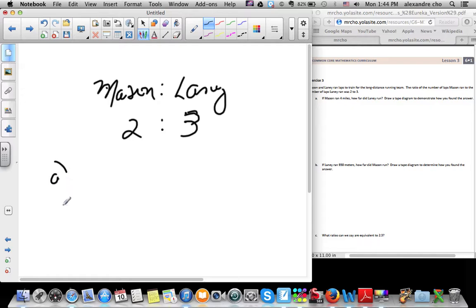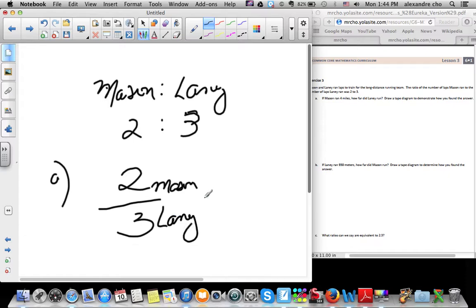So question 8, part A. If Mason ran 4 miles, how far did Lanny run? Well, it's easier if you write this as a fraction, 2 to 3. And you write M for Mason and L for Lanny. And on the other side, you're going to create another. And here you're going to write, what happens if he runs 4 laps? How many will Lanny run? Well, that's your setup. Remember, proportion.